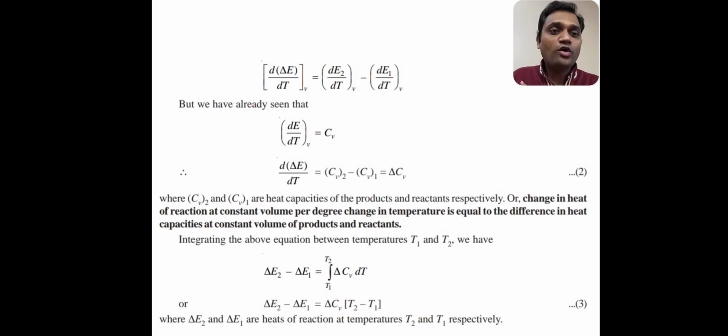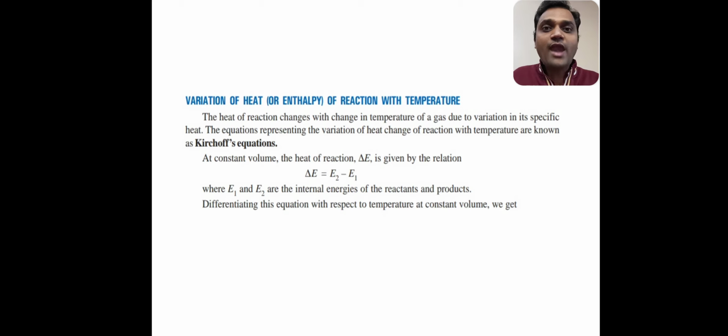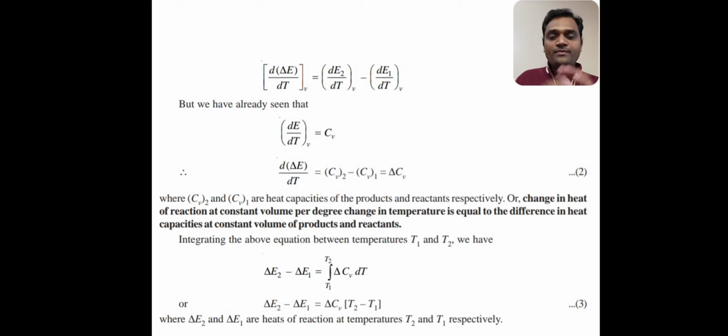This is an important equation, where delta E2 and delta E1 are heats of reaction at temperatures T2 and T1 respectively. So this equation 3 and equation 2 are called Kirchhoff's equation. These two equations we have derived at constant volume.